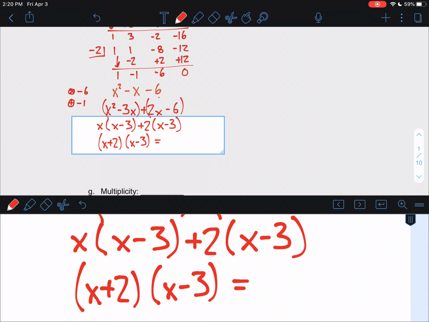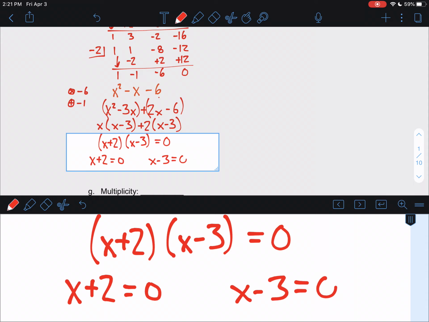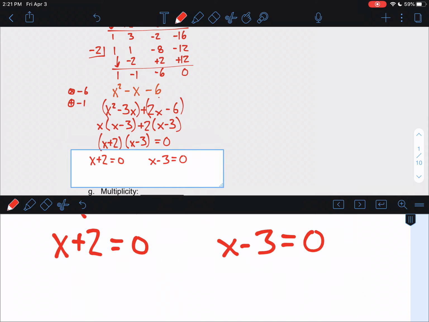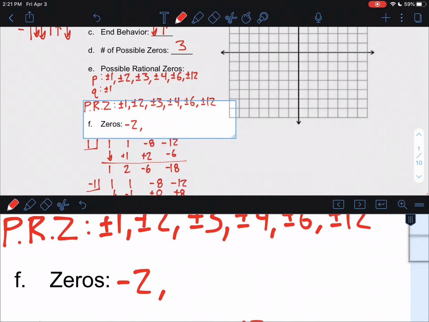And just like before, we have to set that equal to 0. So we got to set each factor independently equal to 0. So x plus 2 equals 0, and x minus 3 equals 0. And if x plus 2 equals 0, subtract 2 from both sides, x equals negative 2. Add 3 to both sides, x equals 3. So I got negative 2 and 3. So my other two zeros are negative 2 and 3.